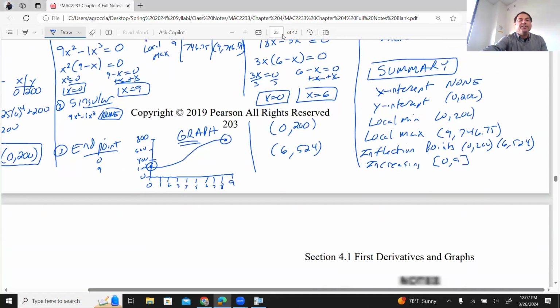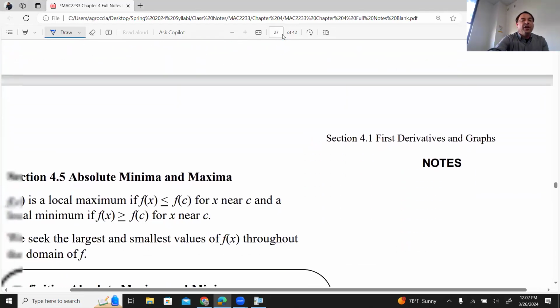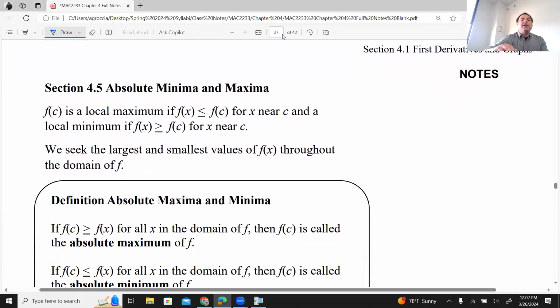All right, so let's go ahead and start our new section. The new section is 4.5. 4.5 talks about absolute min and absolute max, okay? So we've been saying local min, local max, but now we're going to add this term of absolute.